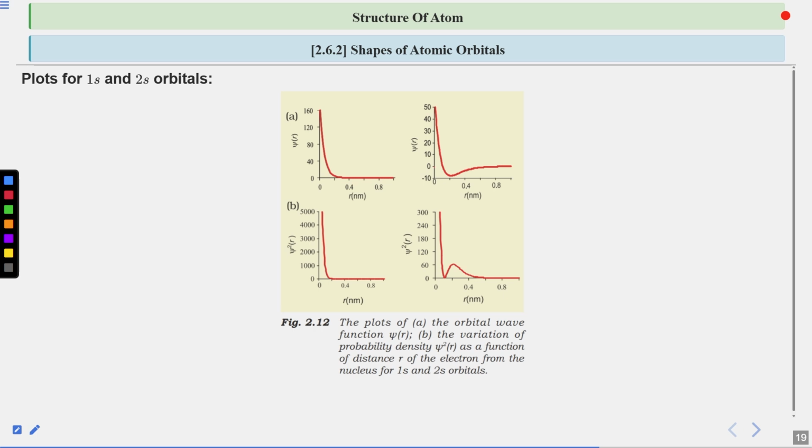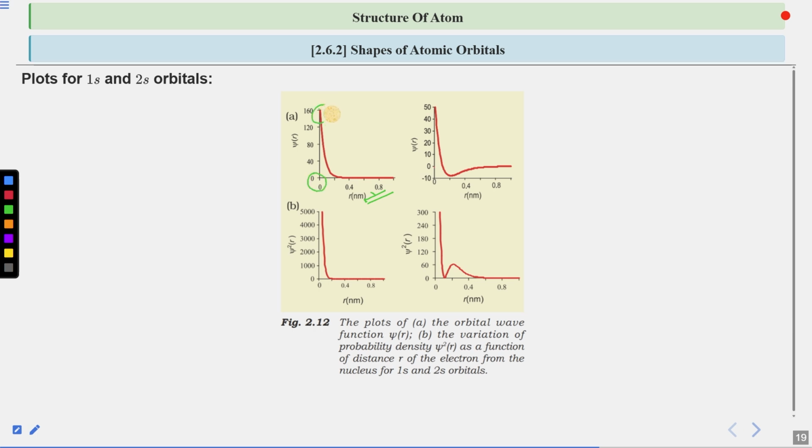Why is psi r not important, or why does it have no physical significance? Because if you plot the graph and consider 0 as the nucleus, here we are moving from left to right, away from the nucleus. If you move close to the nucleus, you will find that the wave function has the highest value. This is wrong because there are no electrons present at the nucleus. Therefore, this graph has no physical significance because it intercepts the nucleus position.